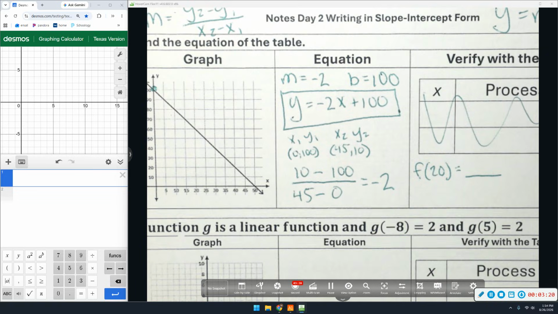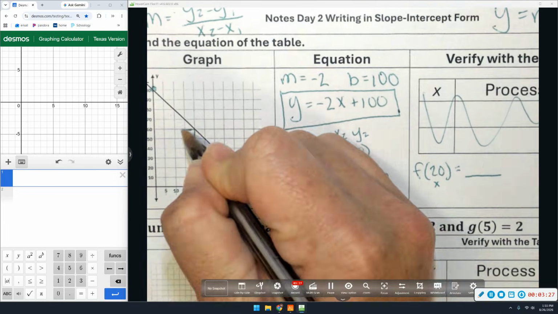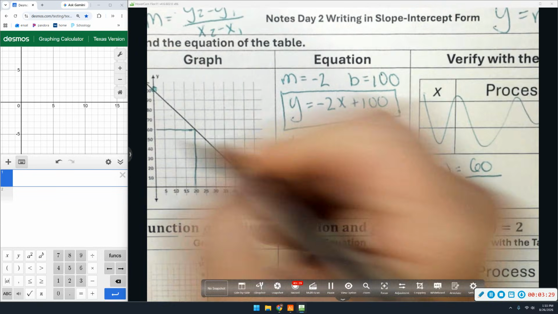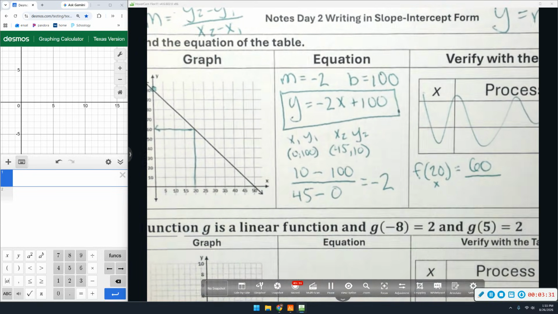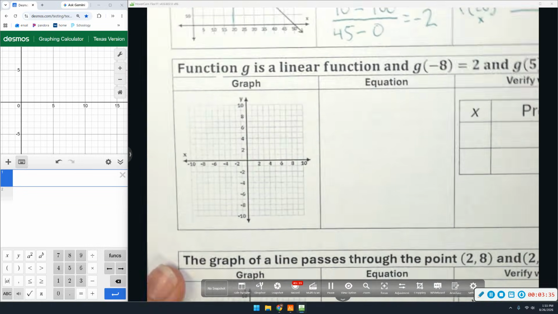When it's inside parentheses, what is it giving me, x or y? X. Okay, so we're going to look on the x-axis for 20. And what's my y? 60. Good job, y'all. Any questions with that? Okay, cool. Let's look at the next one.